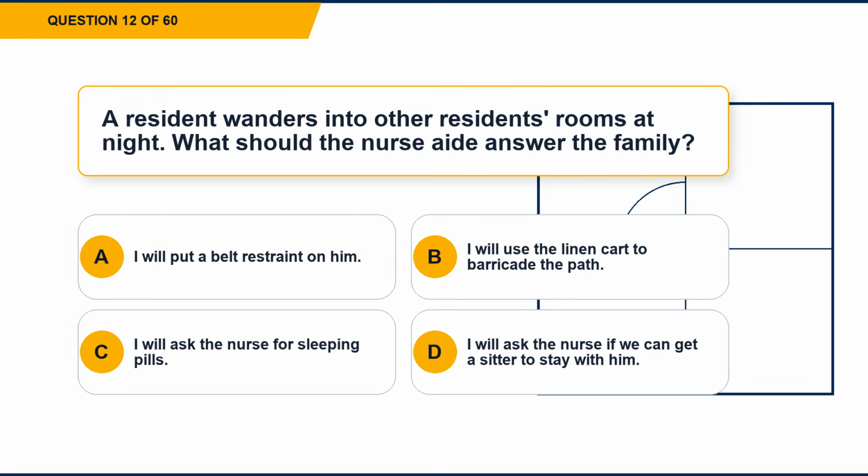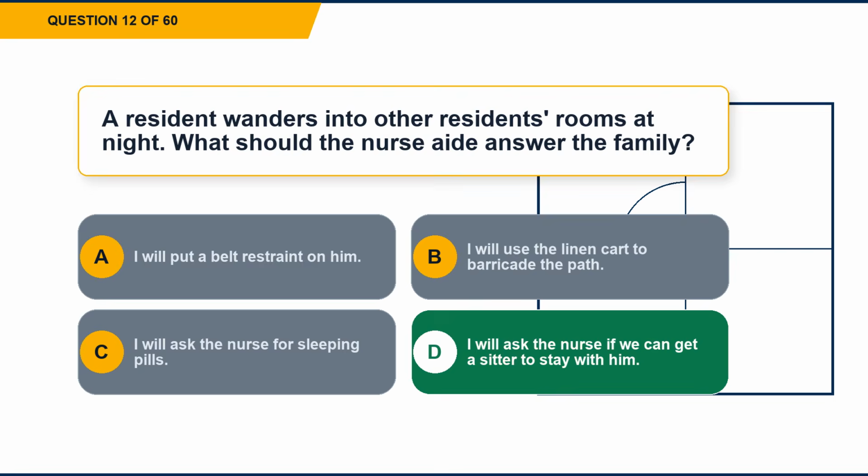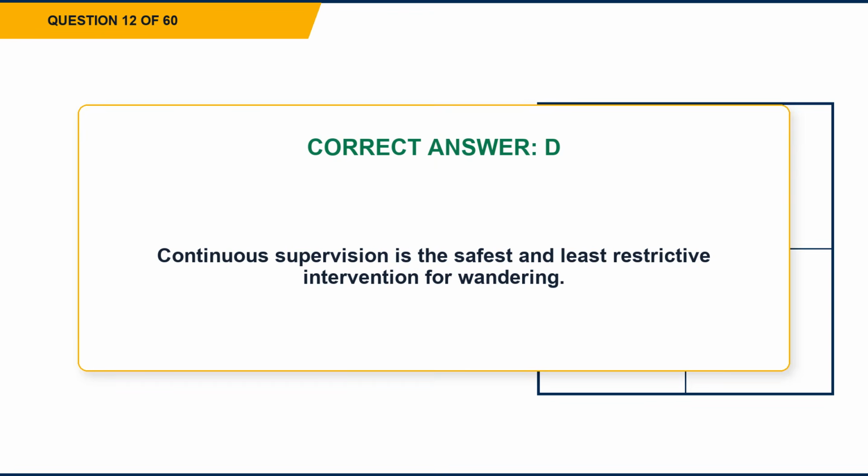Question 12. A resident wanders into other residents' rooms at night. What should the nurse aide answer the family? Option A. I will put a belt restraint on him. Option B. I will use the linen cart to barricade the path. Option C. I will ask the nurse for sleeping pills. Option D. I will ask the nurse if we can get a sitter to stay with him. The correct answer is option D. I will ask the nurse if we can get a sitter to stay with him. Explanation. Continuous supervision is the safest and least restrictive intervention for wandering.